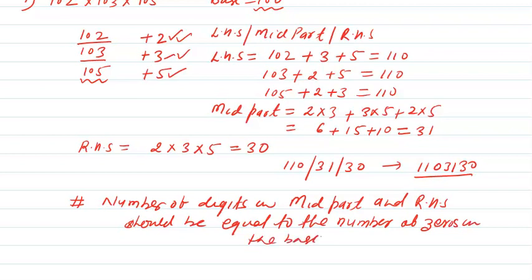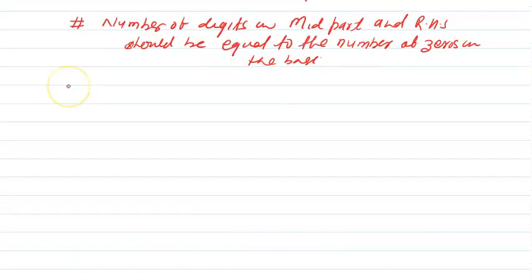So the base here was 100, right? It has two zeros, so the middle part was having two digits, 31, and the right hand side part was having two digits, that is 30. So this is how you get the product. Okay, so let us take the next example to illustrate the concept better.